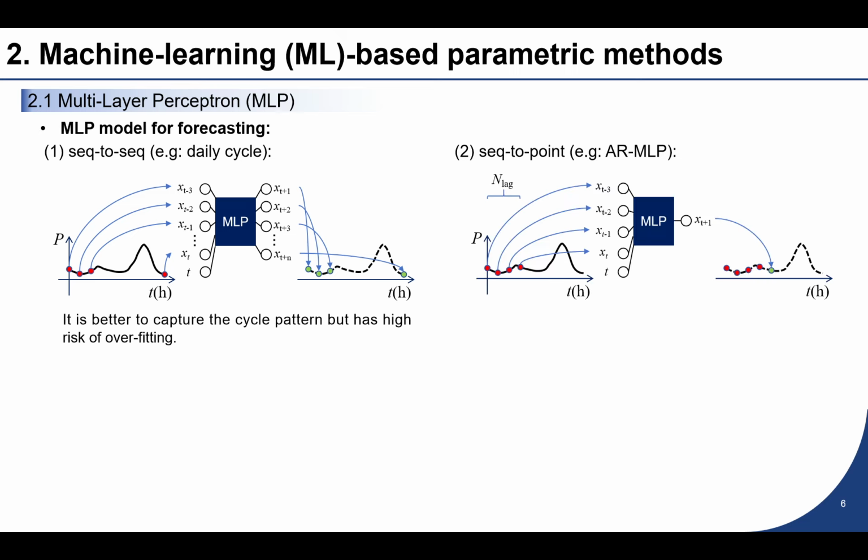Instead of predicting an entire 24-hour vector, the MLP predicts just the next time step. In this example, we use a lag length of 4, meaning the past 4 hours are used to predict the next hour. The newly predicted value is then fed back into the model as input to iteratively generate future forecasts until the end of the prediction horizon.